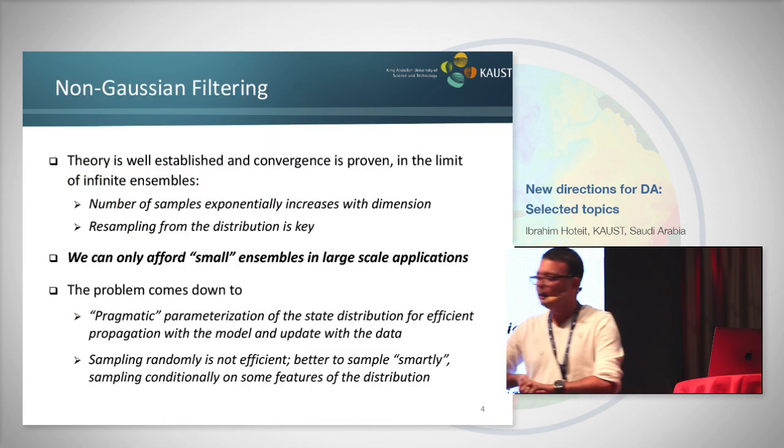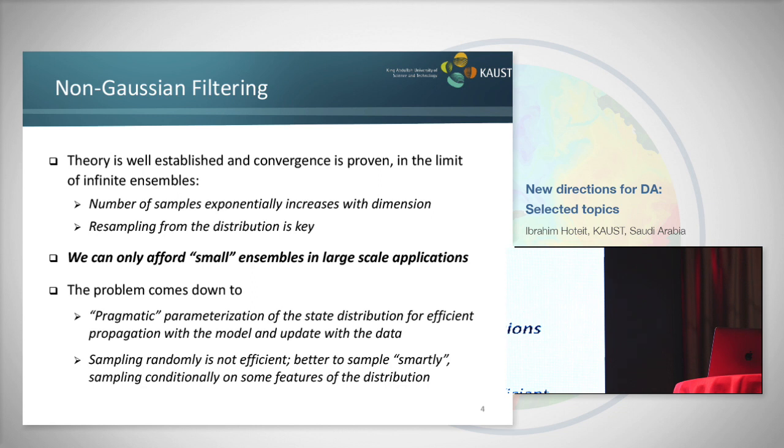Okay? So the theory of non-Gaussian filtering is well established, and there is proof of convergence. A particle filter should converge to the true PDF. But this is under the limit of infinite ensembles, infinite number of particles. But we have the constraint, we cannot do that. Okay?